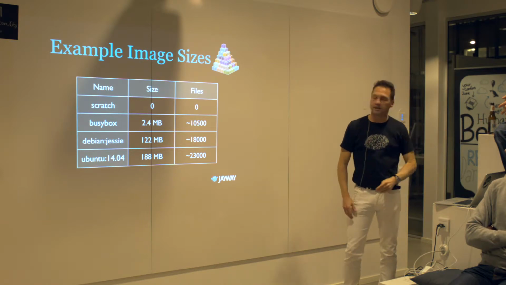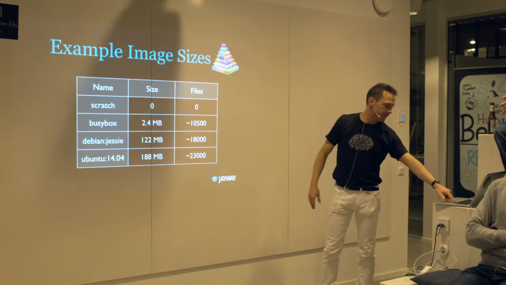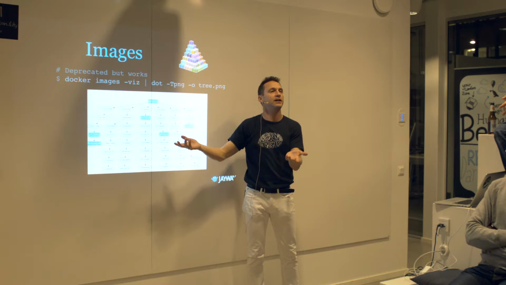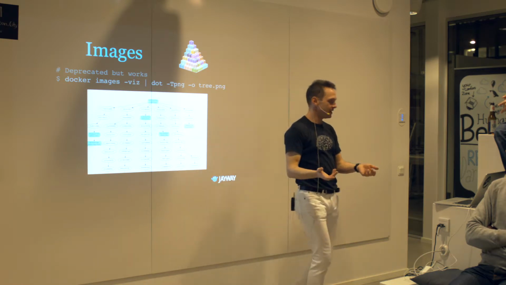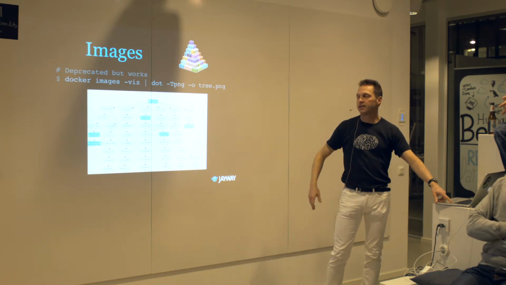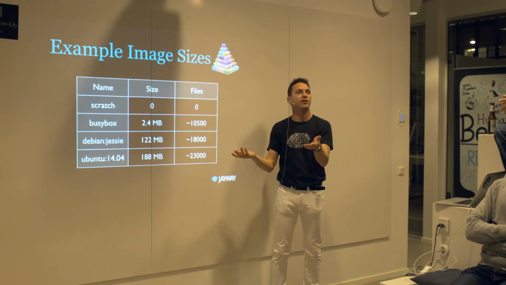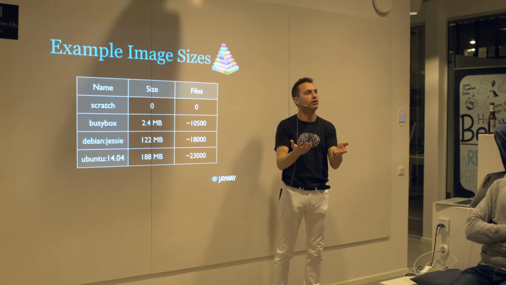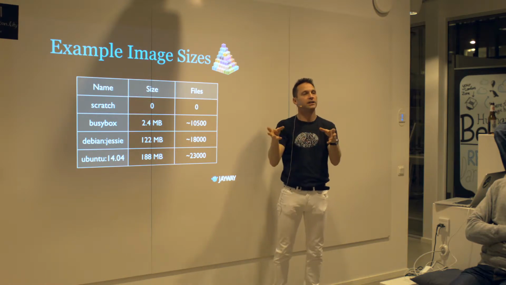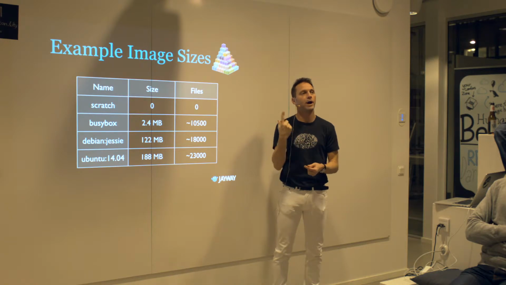Here are some example sizes of images. So the scratch image here, this is the one that is the root of everything. It's just an empty file system. It doesn't have anything on it, and that's where everyone starts to build new images, so it doesn't have any size. But if you're deploying a binary to a Docker image, then you can just copy the binary into this empty image. So the only thing that's in the image is this one file.